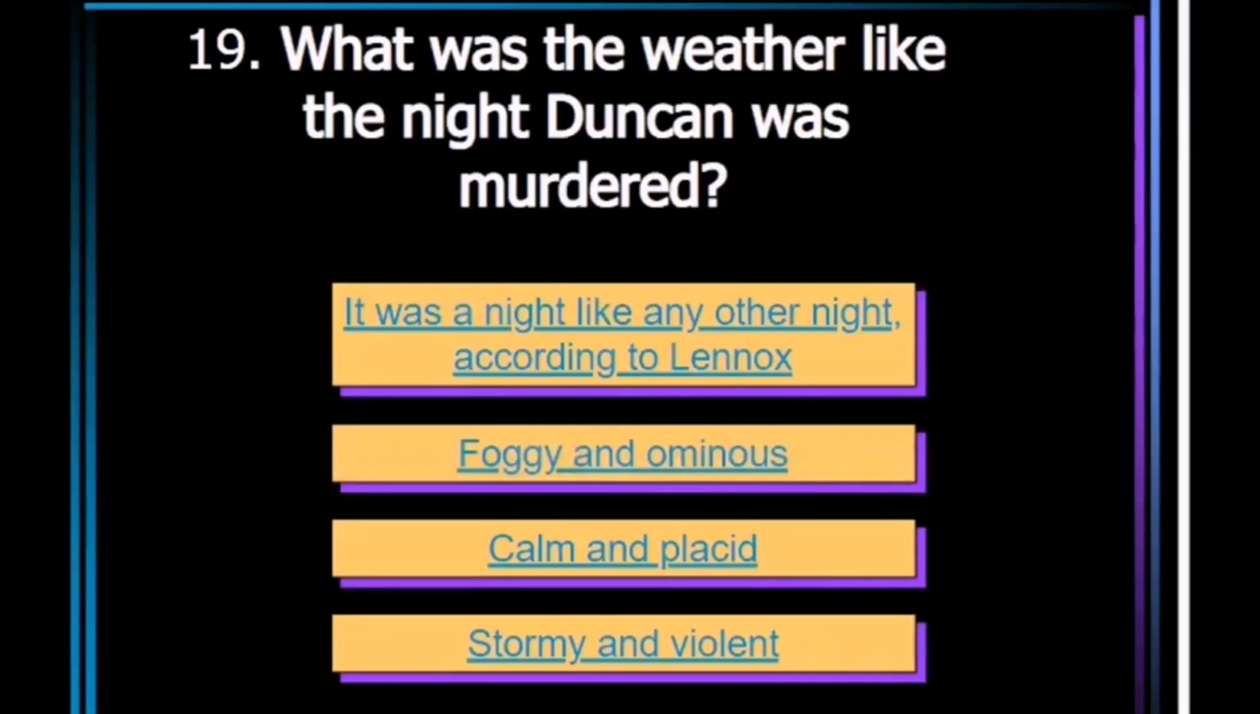What was the weather like the night Duncan was murdered? It was a night like any other night, according to Lennox. Foggy and ominous. Calm and placid. Stormy and violent. The answer is stormy and violent.